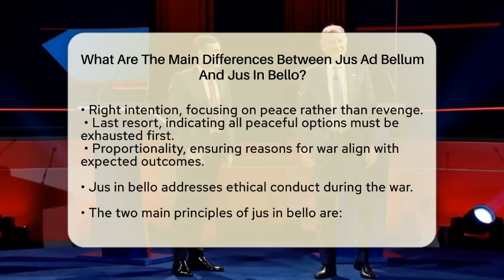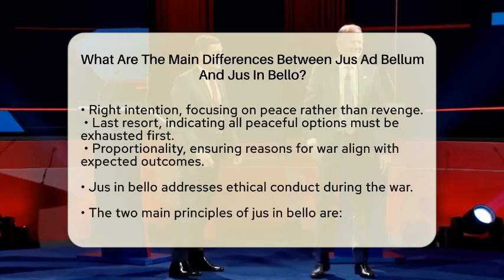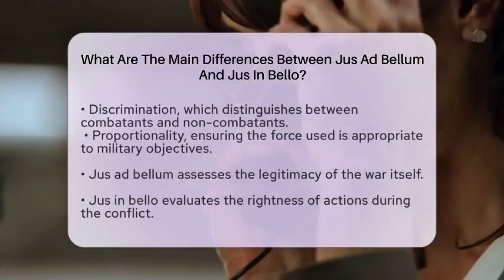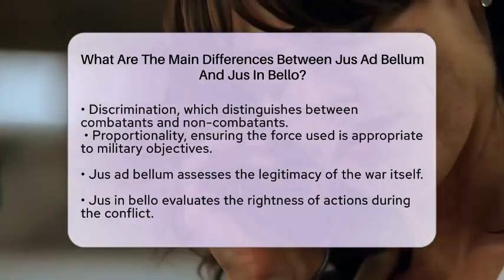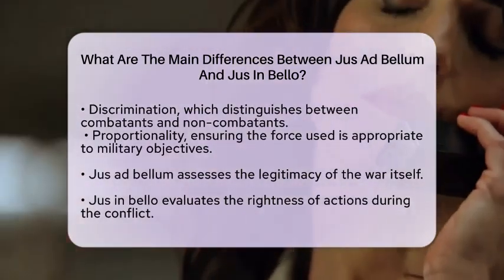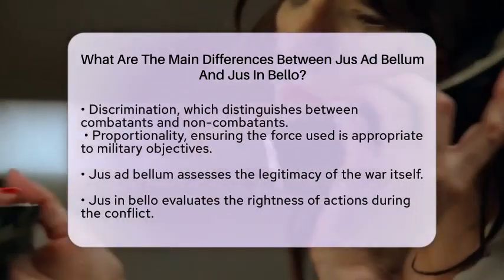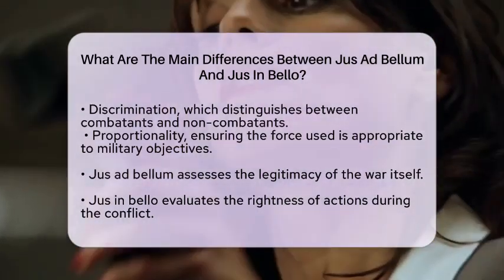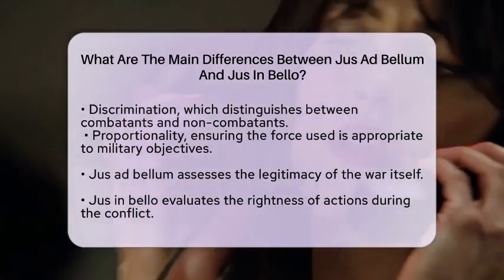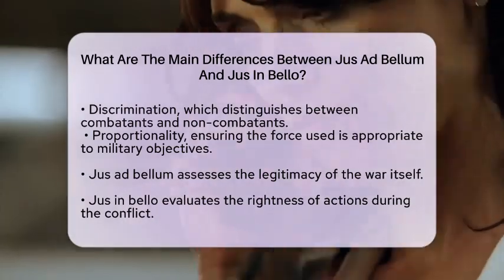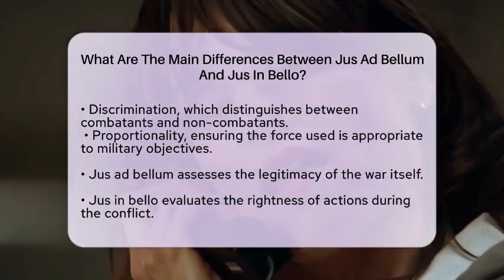Proportionality in this context means that the force used should be appropriate to achieve military objectives without causing excessive harm. These two sets of principles serve different but related purposes. Jus ad bellum looks at the legitimacy of the war itself, while jus in bello focuses on the rightness of actions during the conflict. This means a war can be unjust in its cause but still fought according to jus in bello standards. Conversely, a just war might be conducted in an unjust manner.